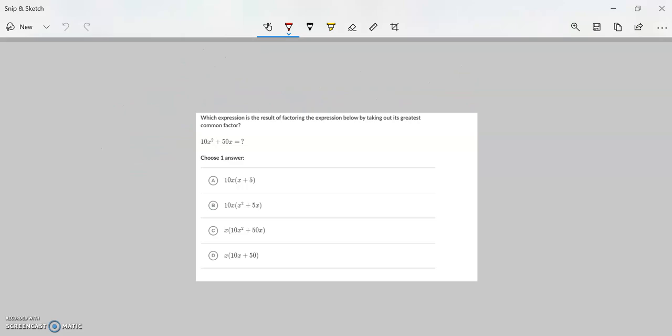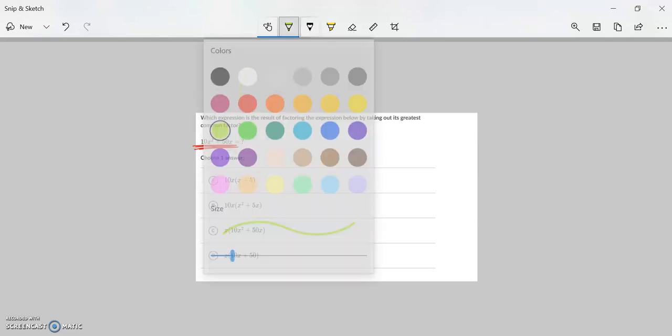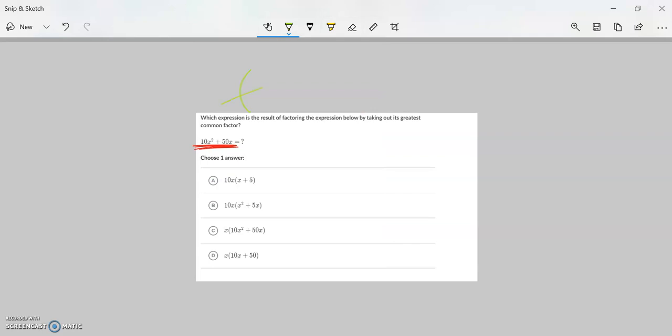All right, so what we're looking at is these two terms and what is common to both those terms. I noticed right away both terms have an x, so we can pull out at least an x. So what you're going to do is set up a parenthesis. Change my pen. There we go. So parenthesis, and we can pull out at least one x.